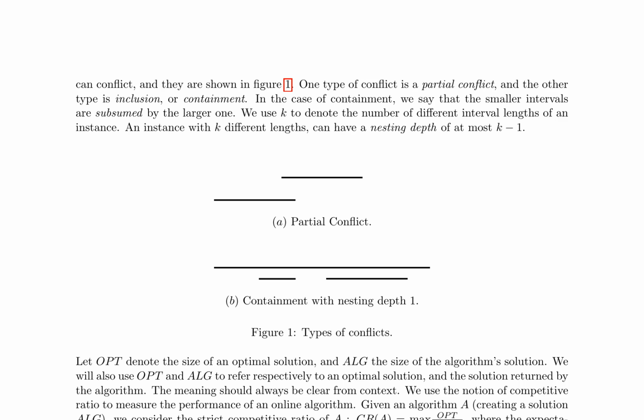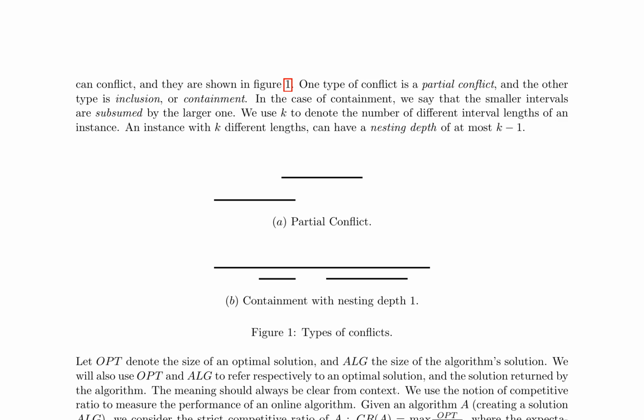The authors of this research paper introduce two types of conflicts: partial conflicts and containment, or inclusion, as shown in Figure 1. To evaluate the performance of an online algorithm, they use the concept of competitive ratio, aiming for a competitive ratio close to 1. They also describe a charging argument method for analyzing the algorithm's performance.